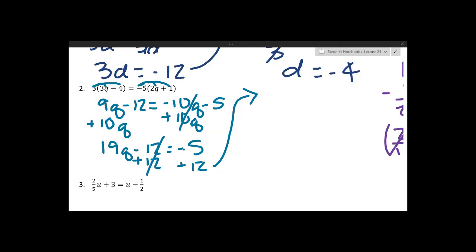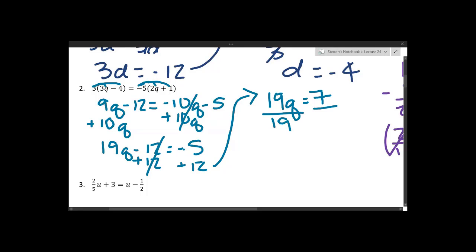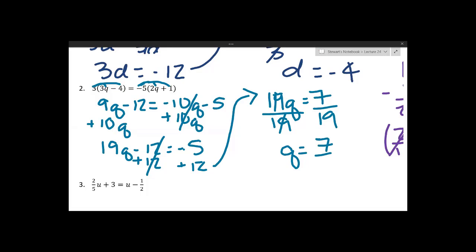So that 12 goes away on the left-hand side, so we're left with 19q on the left-hand side, and then -5 plus 12 is equal to +7. Now all we see left is that 19 is being multiplied to q, so we just have to divide by 19 on both sides. Those cancel, and then we get q is equal to 7/19, and that would be our final answer.